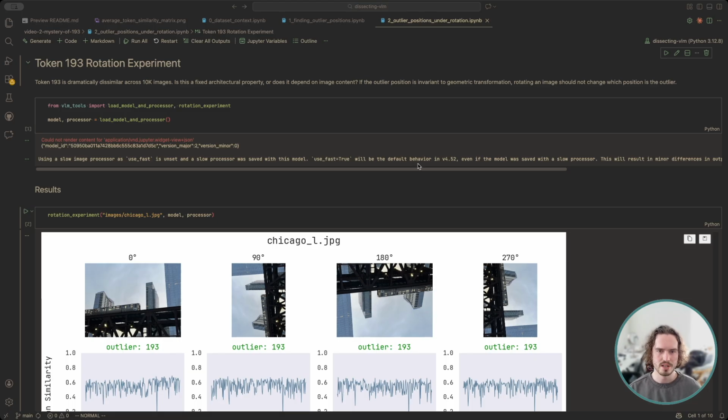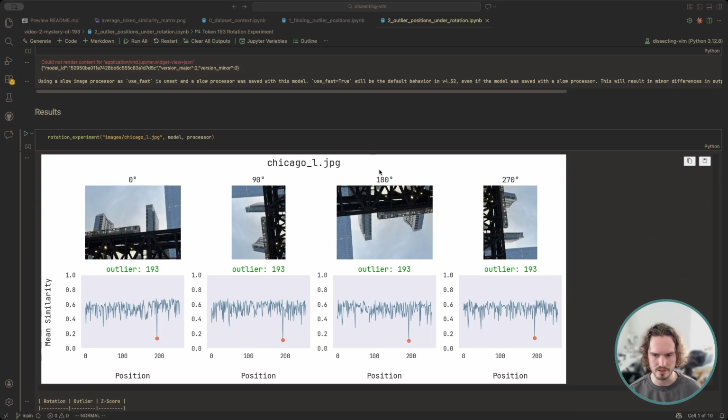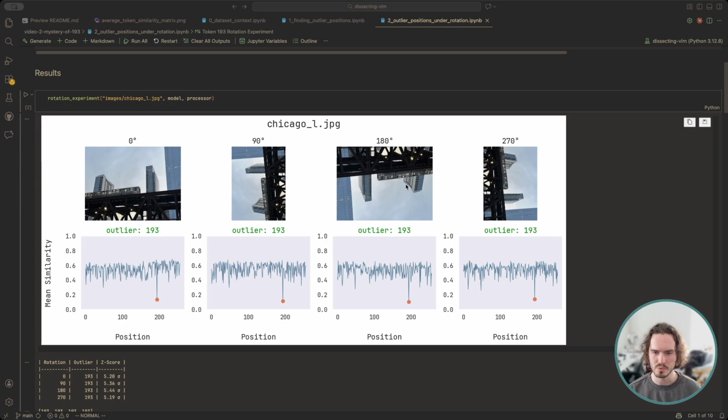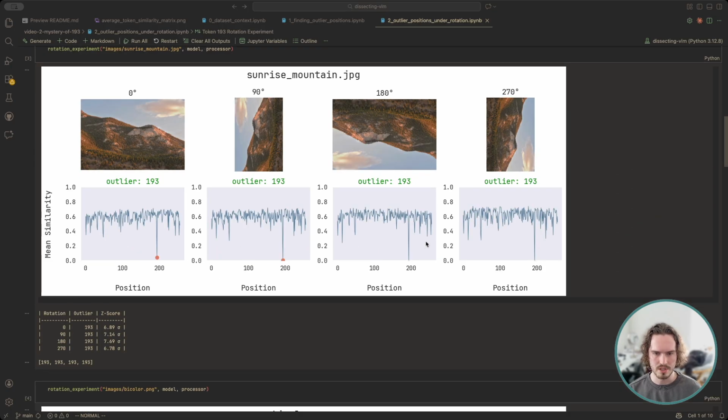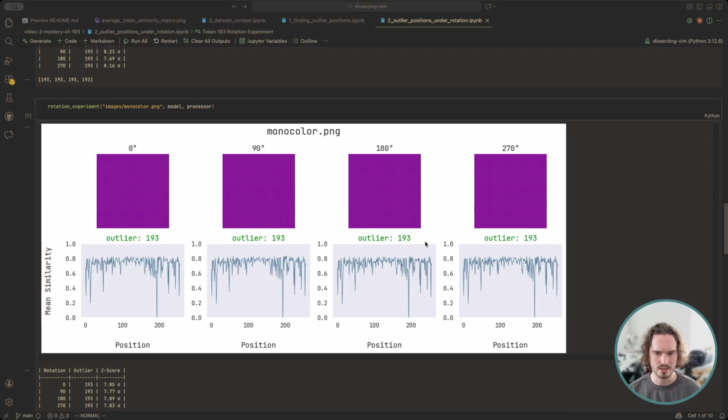I next wanted to know if this token 193 weirdness persists if we rotate the image, because maybe 193 was something about the image content. If we rotate it, maybe that won't hold true. So I ran it for a couple of examples. We can see 193 is the outlier regardless of our orientation here. Same here, and here, and here.